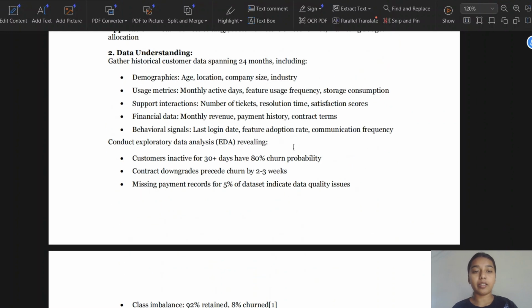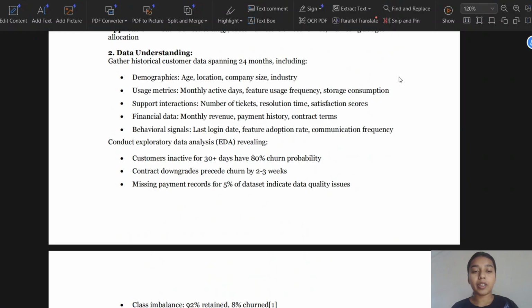Second, data understanding. Gather historical customer data spanning 24 months, including first, demographics, that is, age, location, company size, industry. Second, usage metrics: monthly active days, feature usage frequency, storage consumption. Third, support interactions: number of tickets, resolution time, satisfaction scores. Fourth, financial data: monthly revenue, payment history, contract terms.